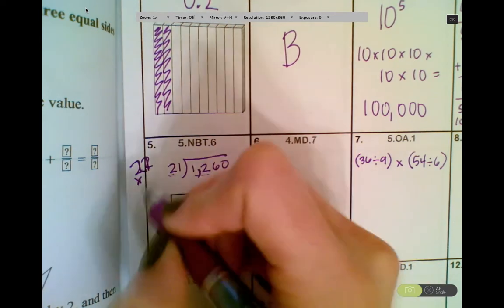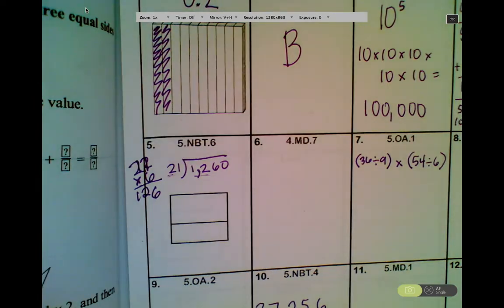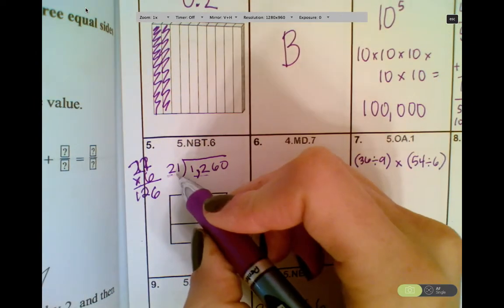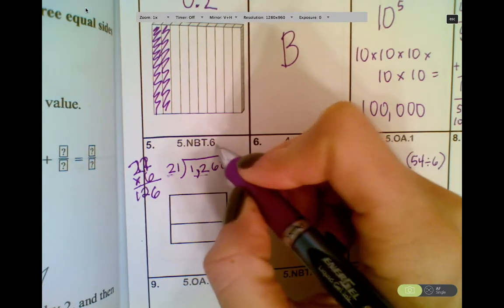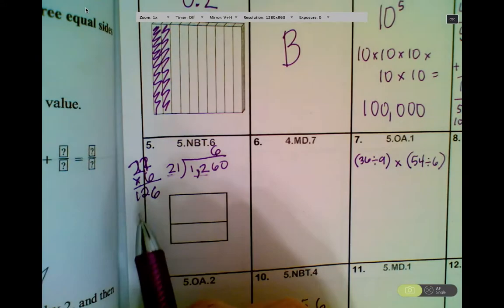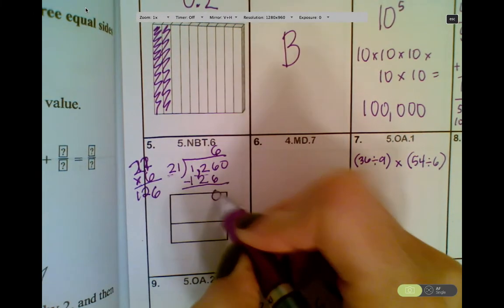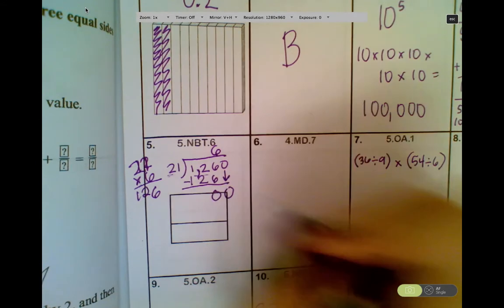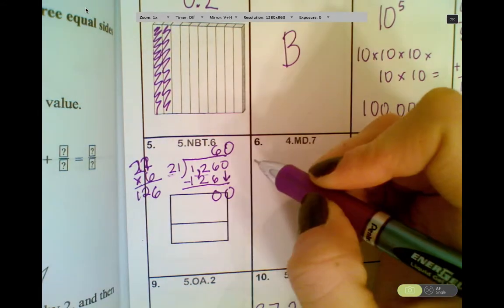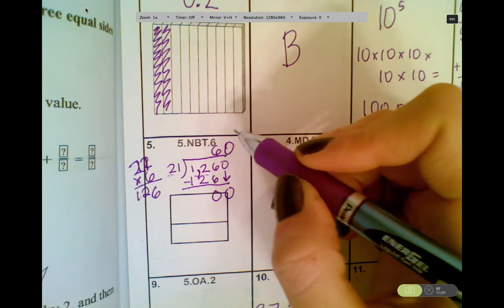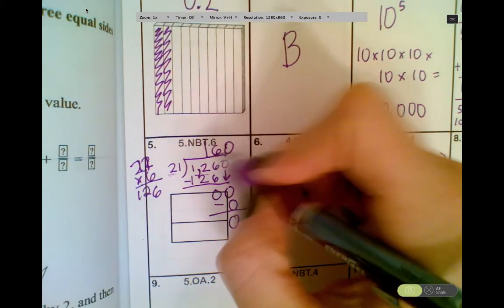21 times 6? And that is 126. So I'm going to say 21 goes into 1,260. I'm going to start with 6 times. 6 times 21, I already did that. It's 126. I subtract and get 0. Bring down my 0. 21 goes into 0 times. And 0 times 21 is 0. And subtract. So your answer is 60.